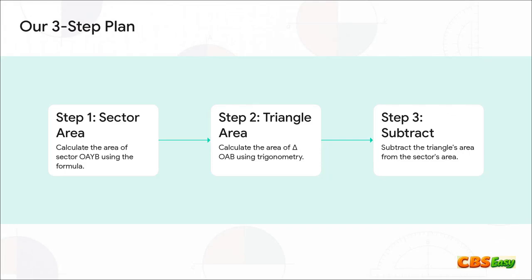A question like this can look a little intimidating, I know, but we just break it down into 3 clean, manageable steps. Step 1, find the area of the whole sector. Step 2, find the area of that triangle inside. Step 3, subtract. That's it.